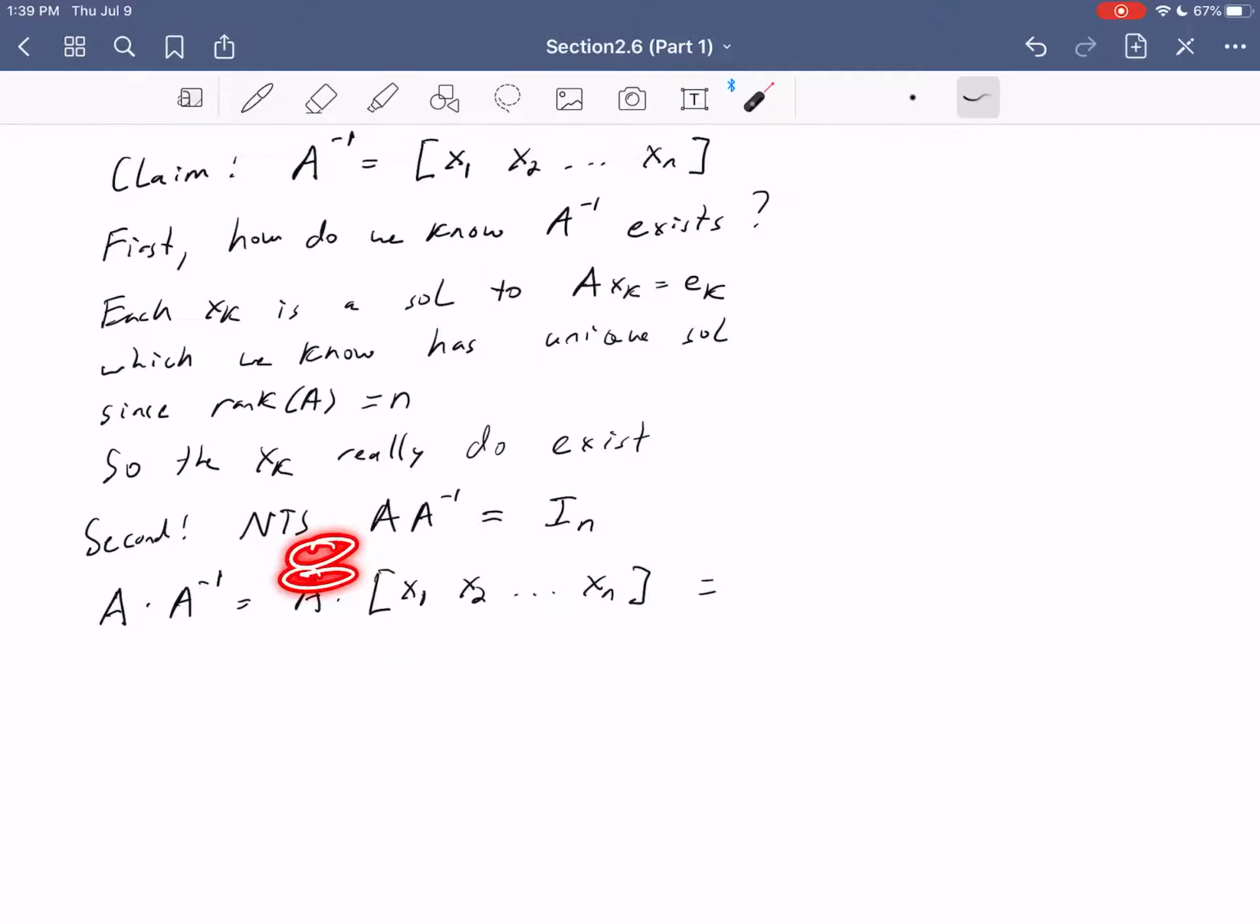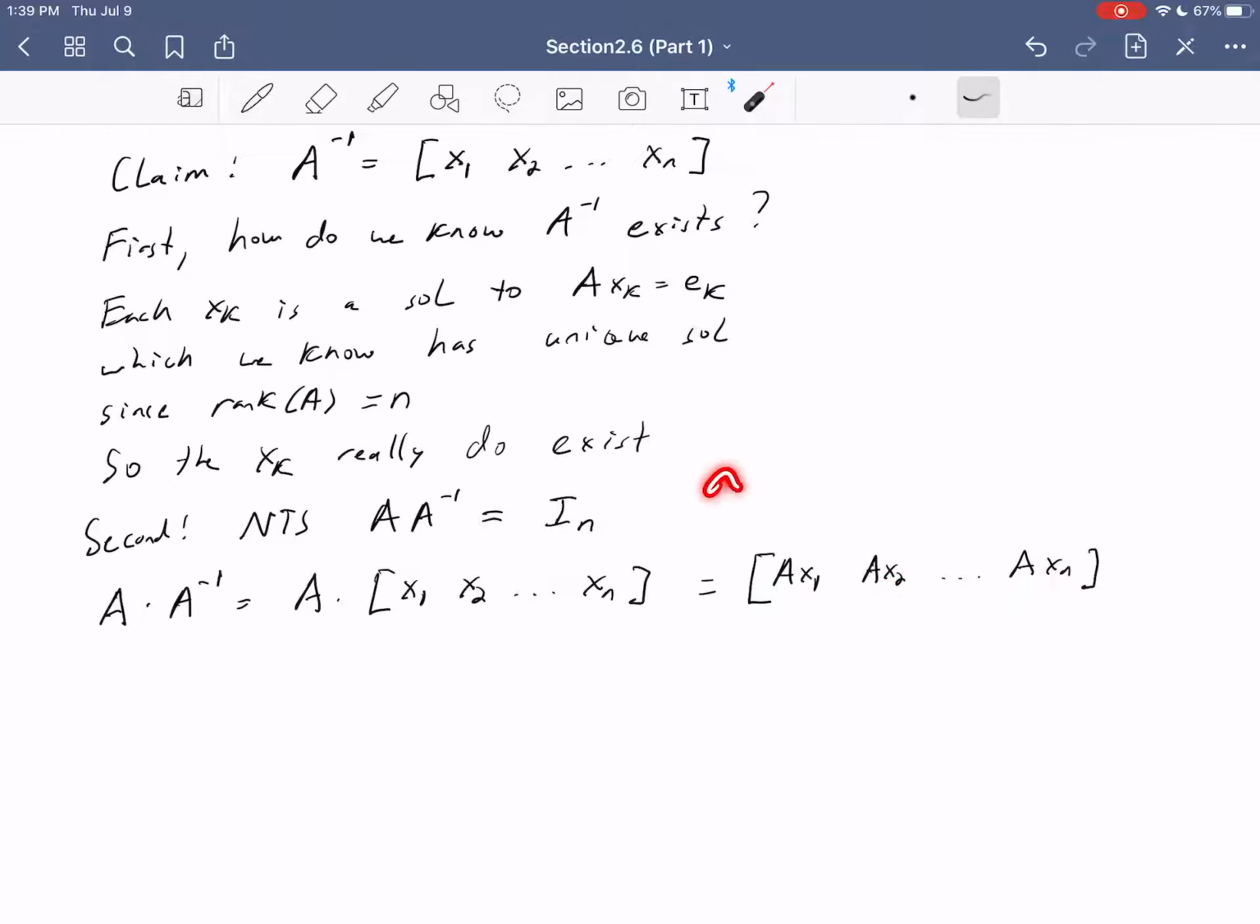Since you're going to take every row of A times each column individually, that's the same as just multiplying this matrix A onto each of these columns. That's why we define these as being the columns of A inverse. So this is AX1, AX2, down to AXN. So the columns of A times A inverse are AX1, AX2, AXN.